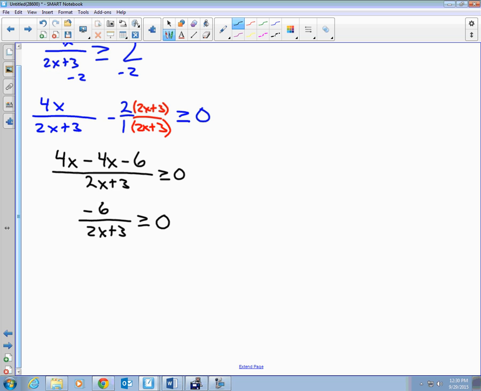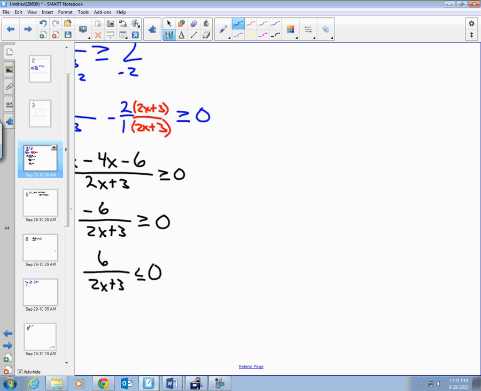I don't like the negative. So I'll multiply both sides by negative 1, and I get 6 over 2x plus 3 is less than or equal to 0. Those are the first two steps, because can you factor 6? Well, I guess 2 and 3, but can you factor like a binomial or a trinomial? No, so it's done. 2x plus 3, done. So it's written as one fraction, and it's factored.